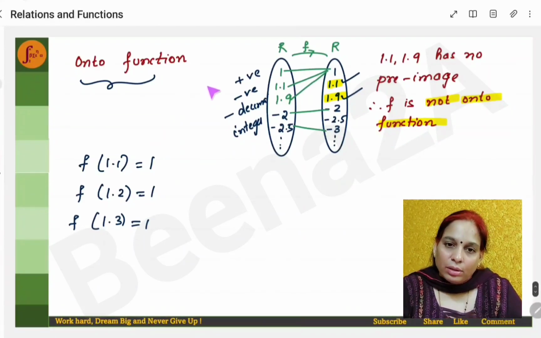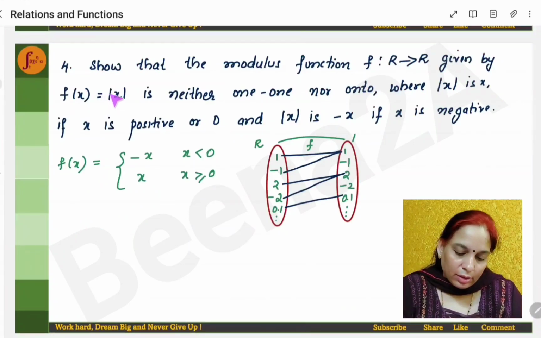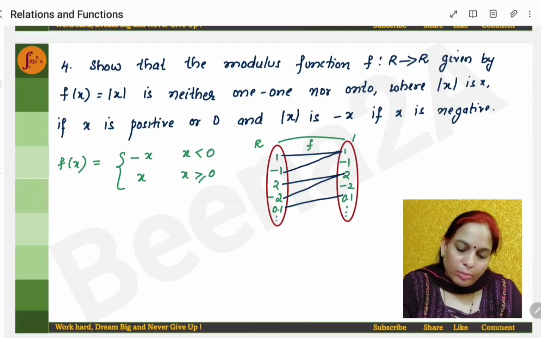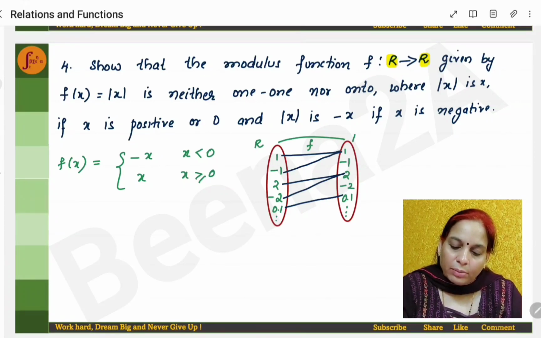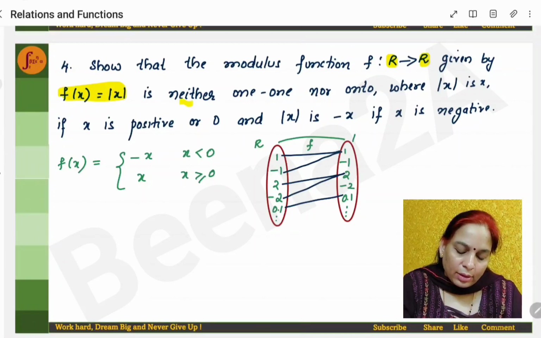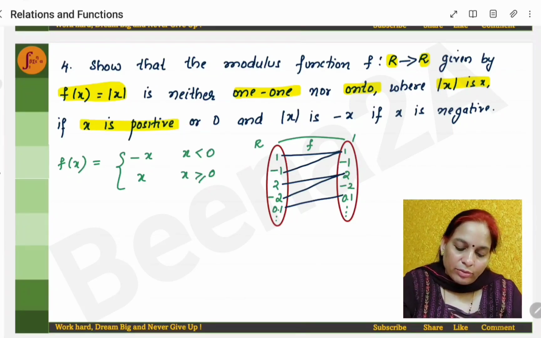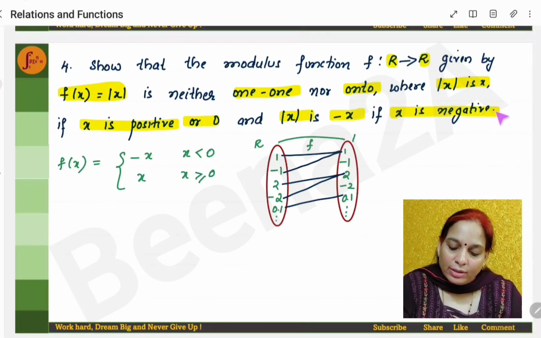Therefore, we have proved that this greatest integer function is neither 1 to 1 nor onto. Now let's look at the modulus function. Show that the modulus function from real numbers to real numbers, given by mod x, is neither 1 to 1 nor onto, where mod x is x if x is positive or 0, and mod x is minus x if x is negative.